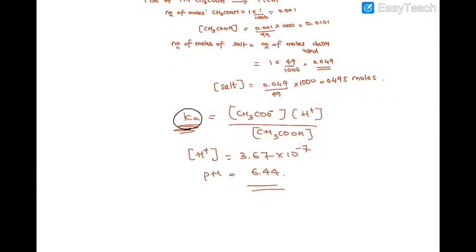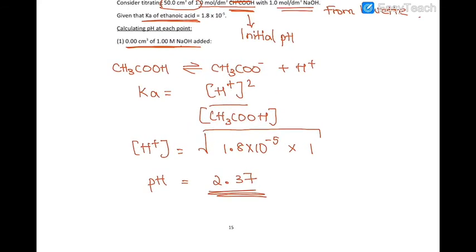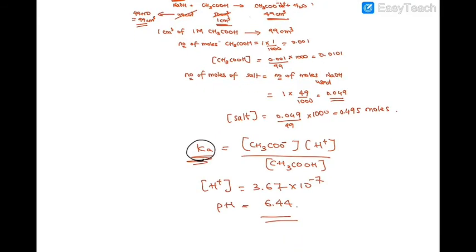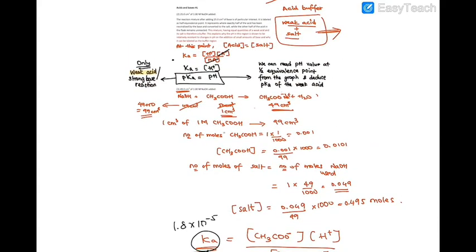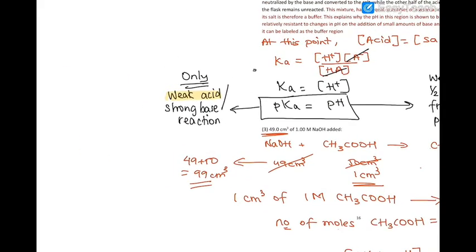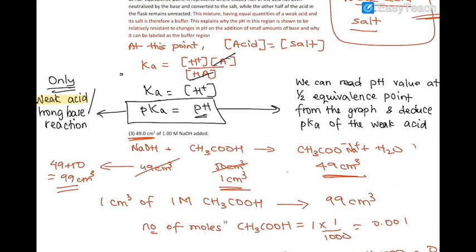Now the Ka value is given from the question here. So you can apply the Ka here and then find the value of the H+. And here as well, from the Ka value, you can get the pH at half equivalence point. If you do the calculation, the pH at half equivalence point will be 4.74.